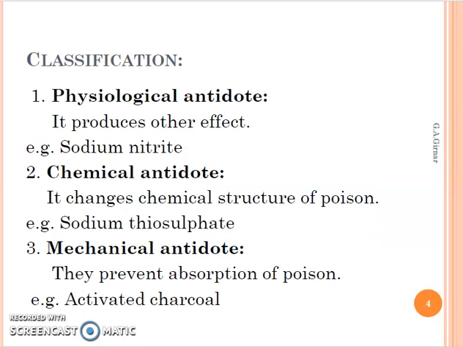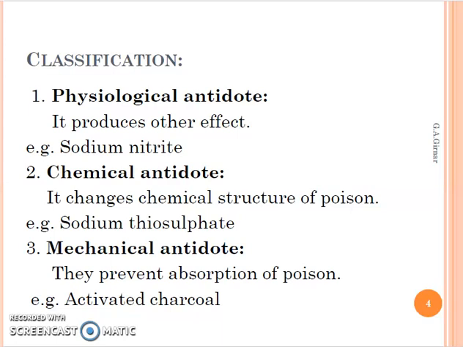Now next, the classification of antidotes. Antidotes are classified mainly into three different types. First is the physiological antidote, second the chemical antidote, and third the mechanical antidote. In the case of the physiological antidote, these are compounds which do not react directly with the cyanide, or you can say not directly with any poison. They produce another effect, so that they reduce the effect of the poisoning. That type of antidote is called a physiological antidote.